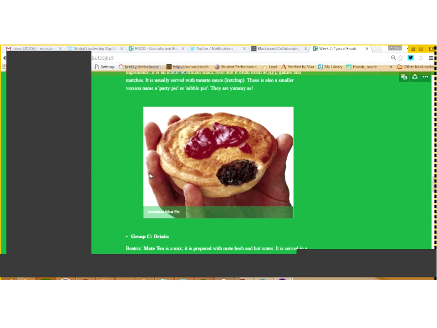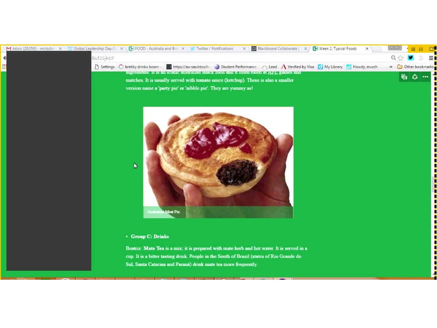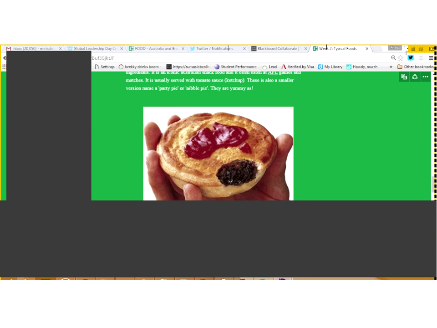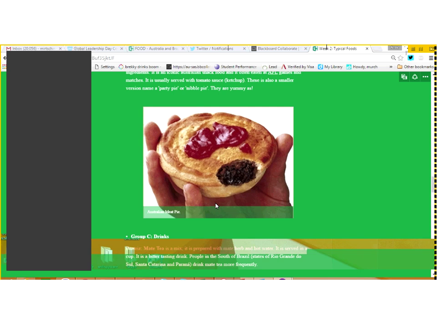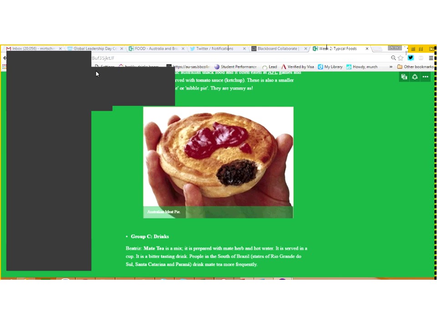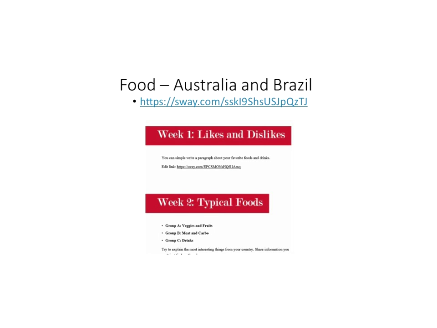Let me just minimise this. I'll just pull back. Undo my app sharing. It's a while since I've used Blackboard Collaborate. Okay, let's stop.